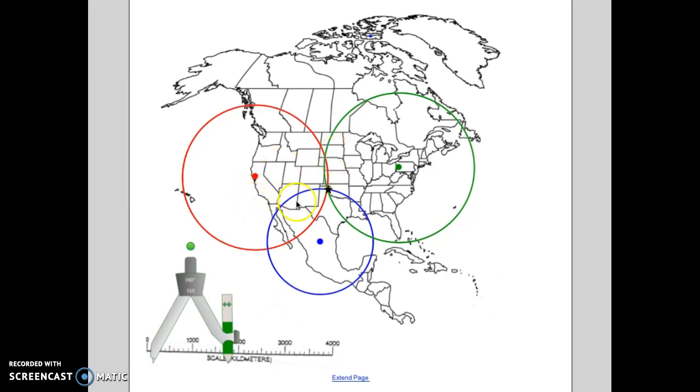So again, you need 3 seismic stations in order to find the epicenter. And it is super important that you're as accurate as possible with your compass and all of your measuring.